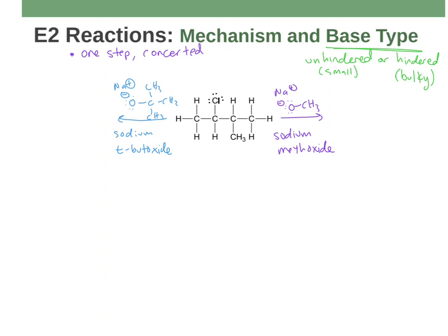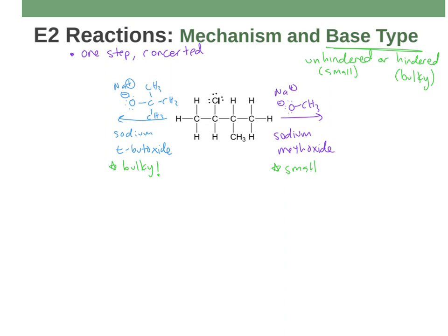Now, if you look at the two of these, hopefully you can see them, and one of them is definitely bulkier than the other one. One's a small base, one's a large base. One's an unhindered base, one's a hindered base. And you're just looking for branching. So this t-butoxide one, the one on the left, the one in blue, is definitely considered a bulky, hindered base. Definitely bulky, definitely large. Sodium methoxide, all it's got is one methyl group on there. That's tiny. That's not a big deal. So that would be a small, unhindered base. And what we're going to see is that they're going to react differently. You're going to get different major products.